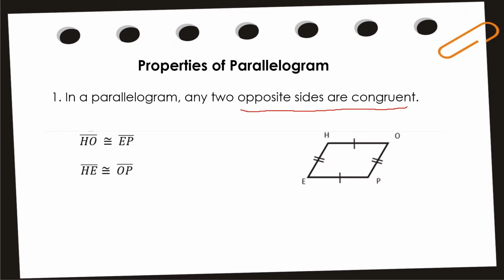So if HOPE is a parallelogram, it means that side HO is congruent to side EP, and side HE is congruent to side OP.